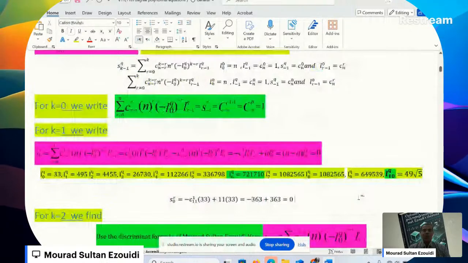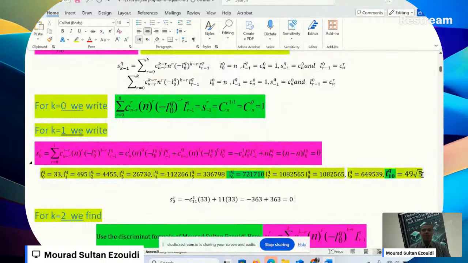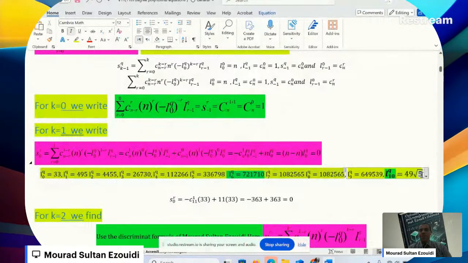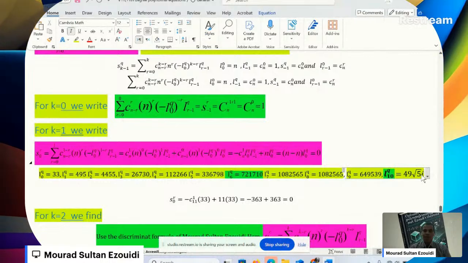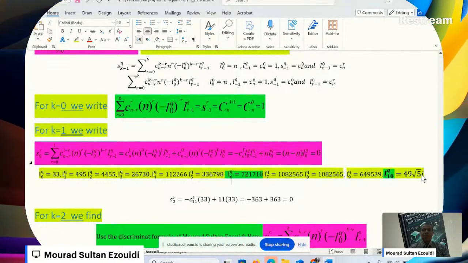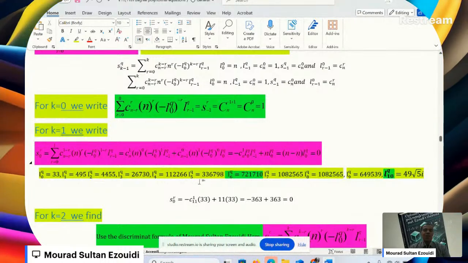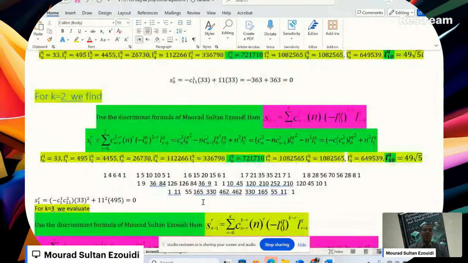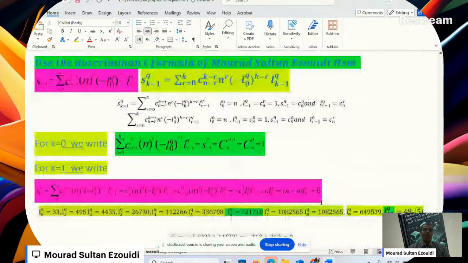Now I'm going to put k equal to 1 in the Ezouidi theorem, and you will see that S0 is in fact equal to 0, because S0 is the sum of the x roots, which is equal to 0. By substitution, putting L0 equal to 33 and n equal to 11, I will obtain that S0 is in fact equal to 0.